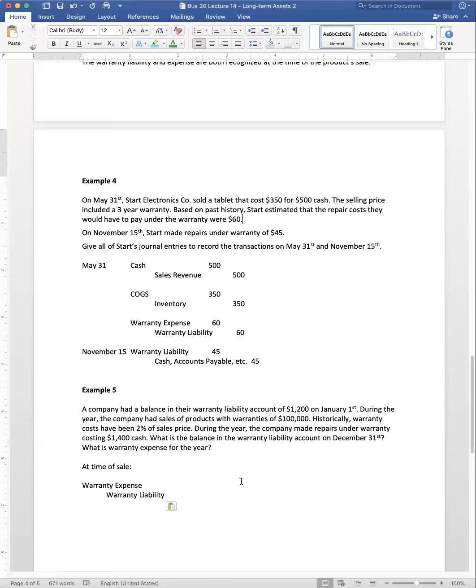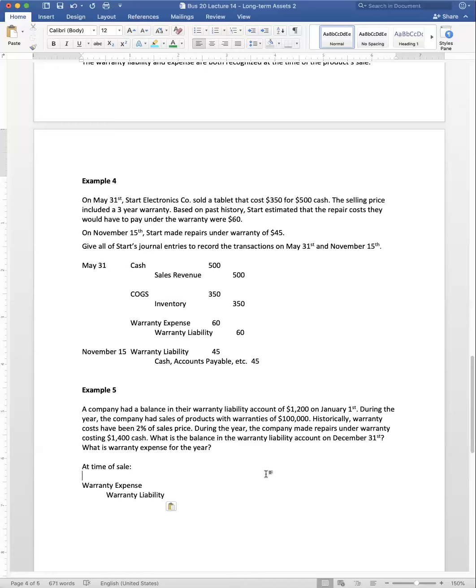So how do we make this easier, especially for companies that sell hundreds of different products? Well, the answer is we calculate warranty as a percentage of selling price, right? This is typically what big companies do. So a company like Apple, for example, will calculate their warranty expense as a percentage of the selling price.